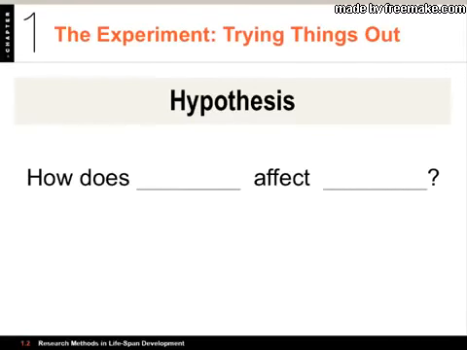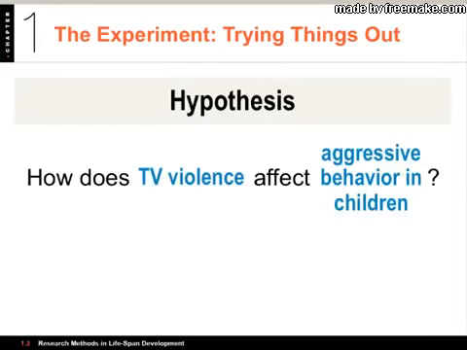Now, the first thing you want to do is come up with a hypothesis, and this is actually an educated guess. Here on the slide, the publishers are wording it as a research question. You might want to say, how does X affect Y? So let's take a quick look at an example here. You might say, how does TV violence affect aggressive behavior in children? It's a question a lot of people ask.